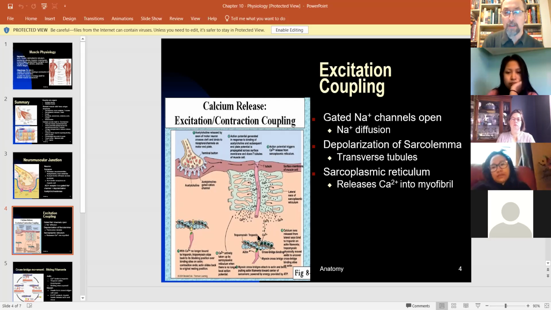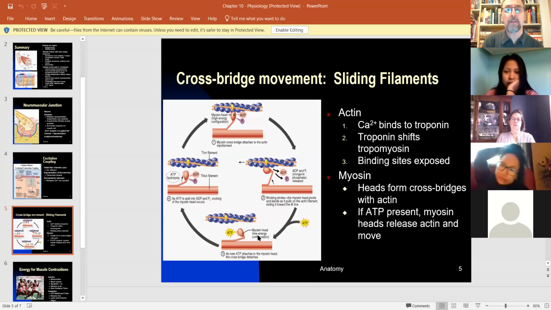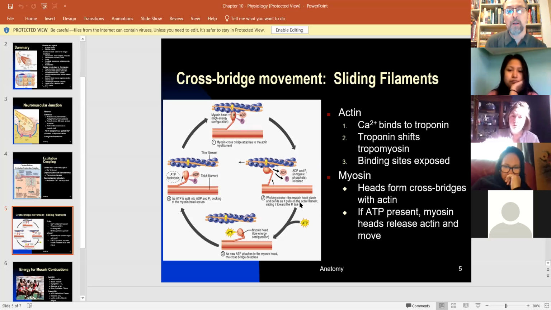Okay, and then that leads to the sliding filaments, where the calcium shifts troponin, and then the troponin shifts tropomyosin on the actin. So the actin has now exposed binding sites. And so myosin has these heads that grab onto these binding sites. And when the head binds to that, it changes its position to slide the filaments. And so you get this little arrow sliding the filament. This is step 3.